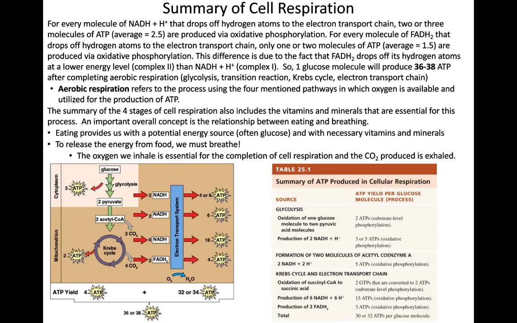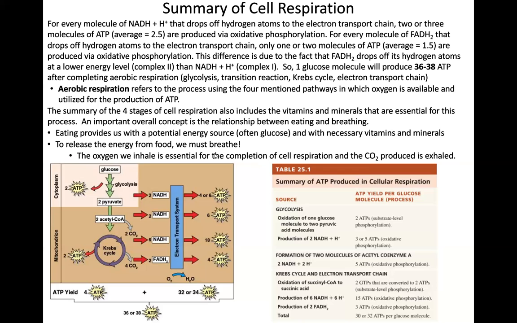Now, the summary of those 4 stages of cell respiration not only includes glucose, but also needs vitamins and minerals. That's why we need to have a very well-balanced diet. Because NAD and FAD, as we learned earlier, are made up of vitamins. Those different proteins of the electron transport chain involve vitamins, and so on and so forth. So eating not only provides us with a potential energy source, but it also gives us vitamins and minerals.